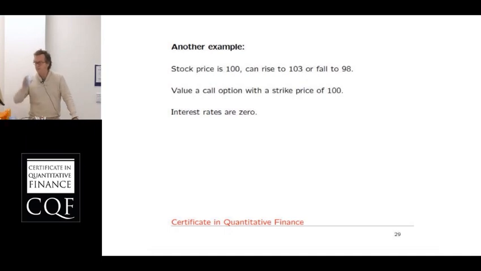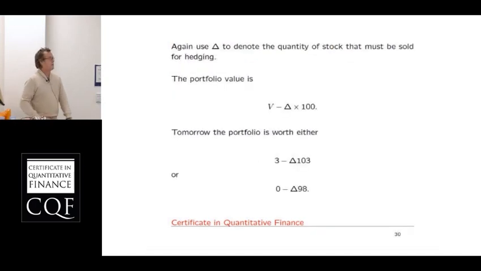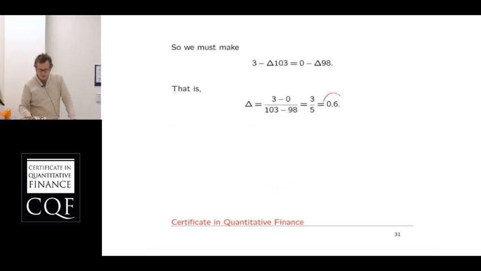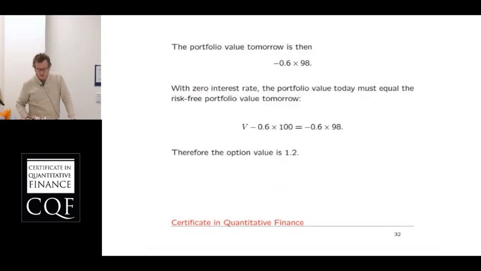So let's do another example. The stock is 100, it can rise to 103 or fall to 98. Still interest rates are 0. We go through the same sort of argument. This is the position, we don't know what delta is. If the stock rises, then we have 3 minus delta times 103. If the stock falls, we have 0 minus delta times 98. Equating those two gives us delta is 0.6.